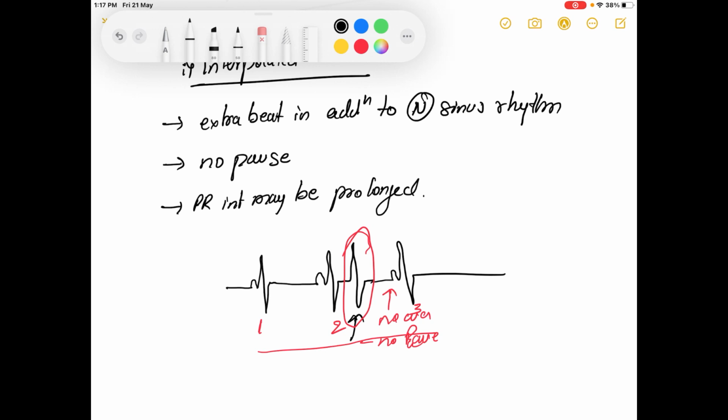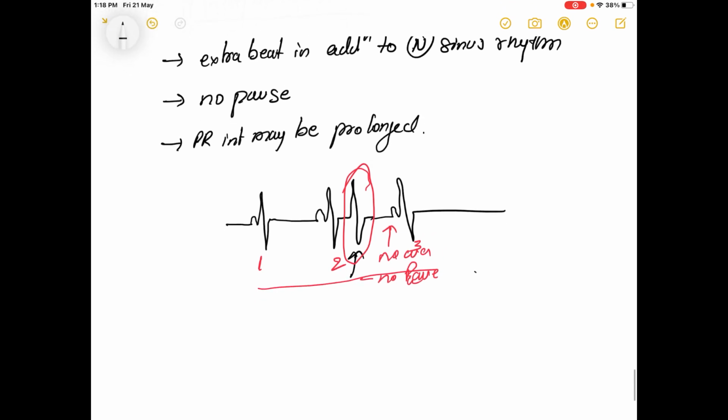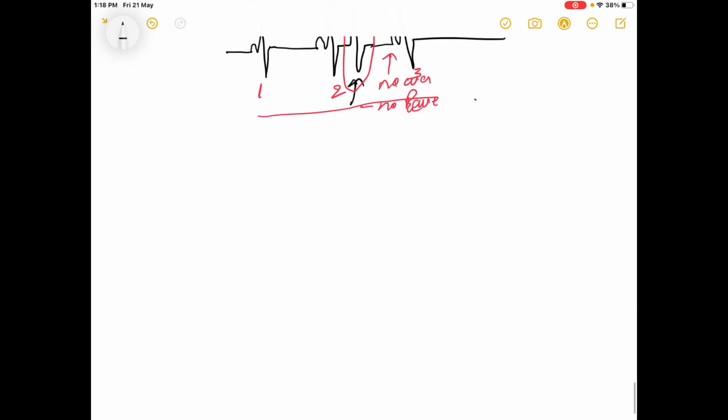So the next is something called couplets. Couplets in ventricular premature beats is where there are two continuous ectopic beats or premature beats. When there are two continuous ectopic beats or ventricular premature beats, it is called couplets.